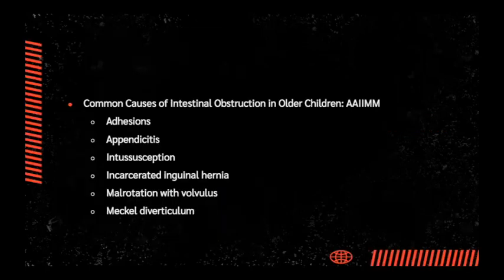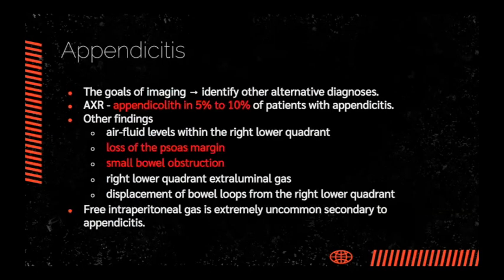Right, the most common causes of intestinal obstruction in older children include adhesion, appendicitis, intussusception, inguinal hernia, malrotation, or Meckel's diverticulum. Right, the role of imaging in appendicitis is basically to identify alternative diagnoses. We don't usually do an abdominal radiograph for a suspected case of appendicitis. And an appendicolith is seen in only about 5 to 10% of patients with appendicitis.